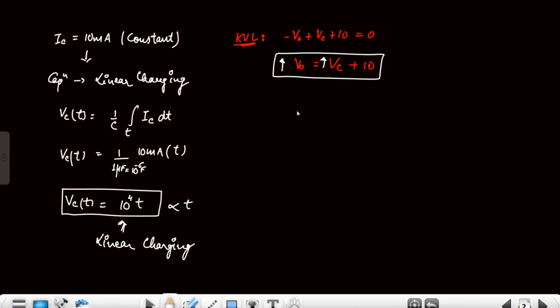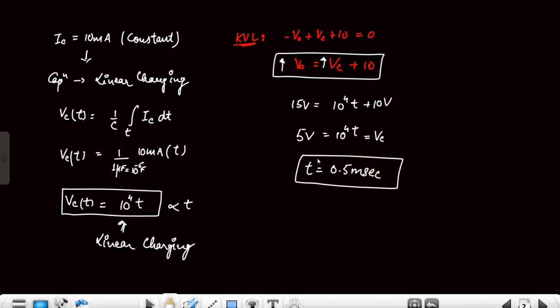So we will simply equate this output voltage as 15 volt, and the capacitor voltage in terms of time is 10 raised to the power 4 t, plus 10 volt. So 5 volt is equal to 10 raised to the power 4 t. This is the capacitor voltage, right? So when the output voltage has reached 15 volt, meaning the saturated voltage, the capacitor voltage has charged up to 5 volt, and the time instant is 0.5 millisecond. So at this time instant, the op-amp has switched from linear region to saturation region, right?